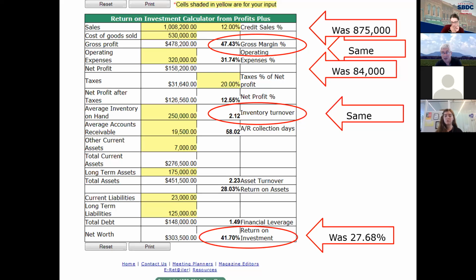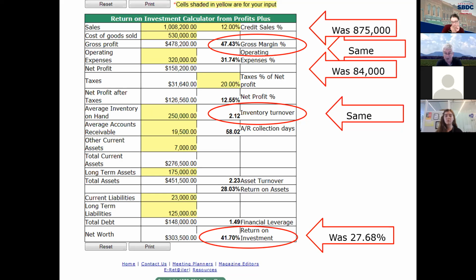The 2.12, that's the number that we've made consistent with because you've already shown me in your business you were doing a 2.12 turn just when you got rid of the dead inventory. And bottom right, didn't we start at 19.77 and we were happy, and we got to 27.68 and we were happy? Look at the return on investment now, 41.7%.